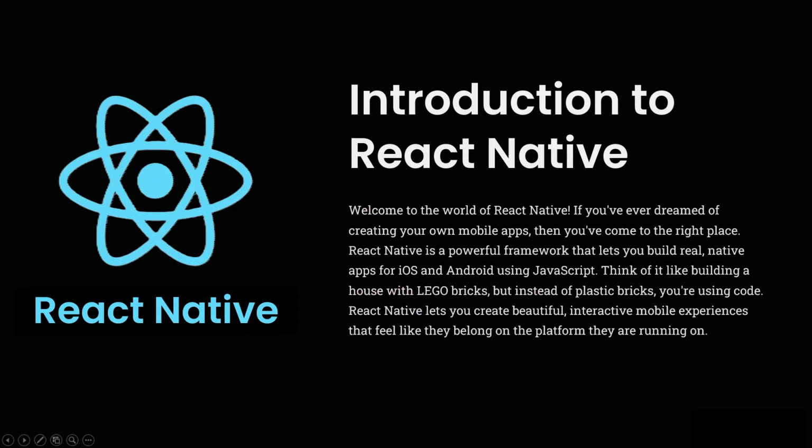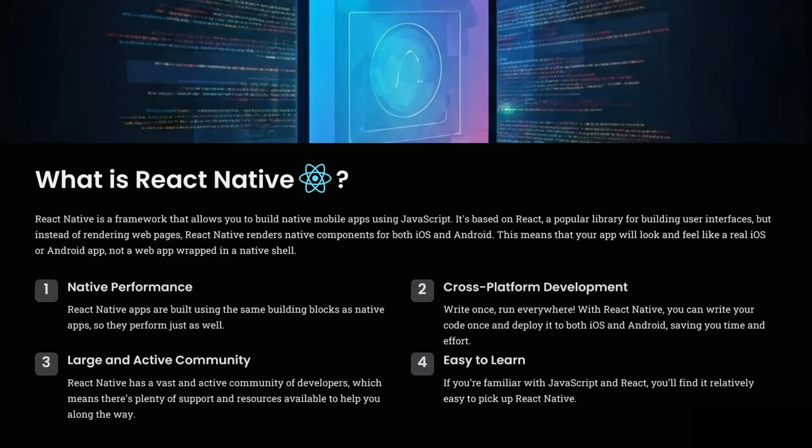Before going into coding stuff, we need to talk about what Expo and React Native are. So basically React Native is a powerful framework designed by Facebook that allows you to build mobile applications using JavaScript and React. What makes React Native so special is that it lets you write code once and deploy it on both iOS and Android devices.